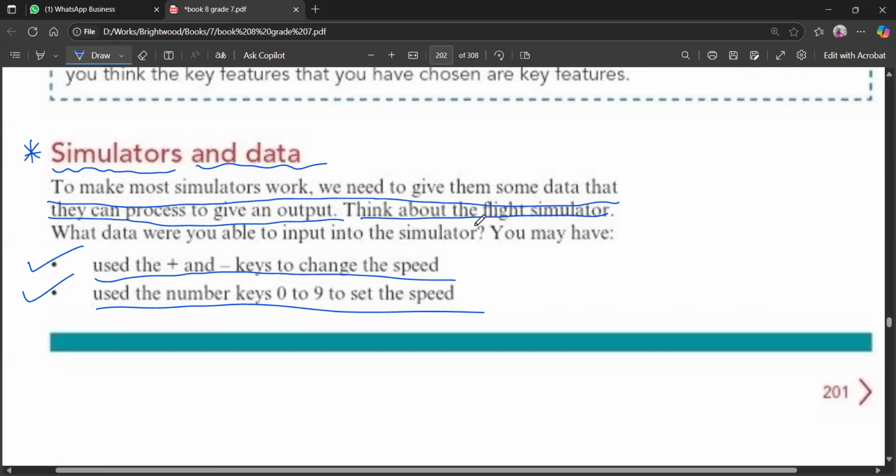Okay, can you write, please? Write these things. This is the last thing I want to write about simulators. Please write them down.